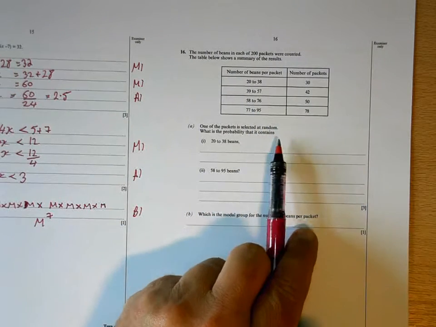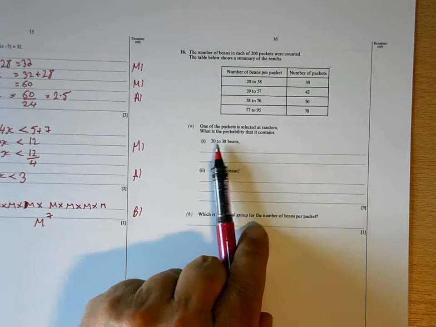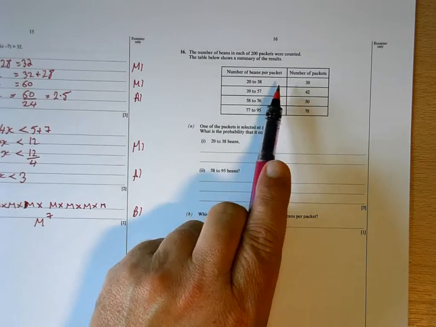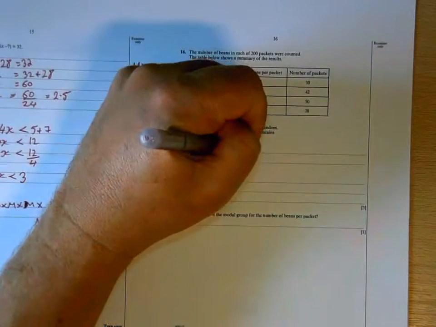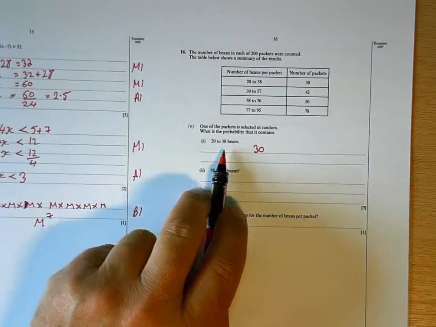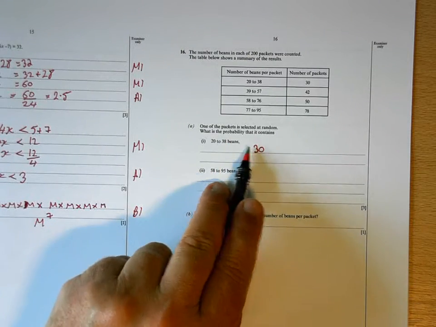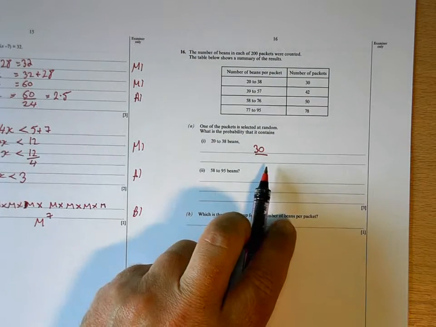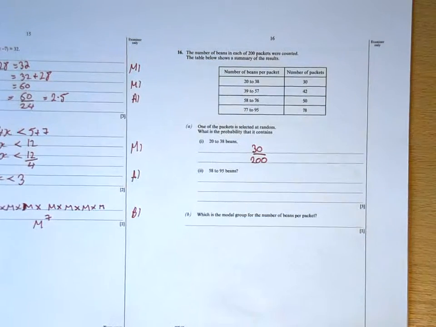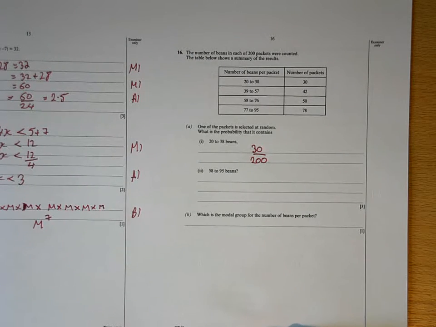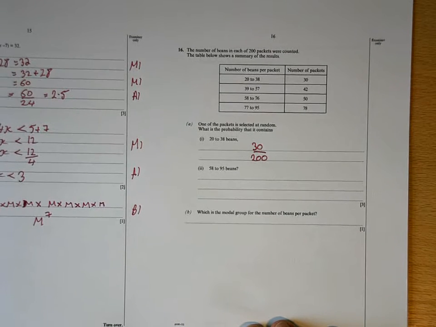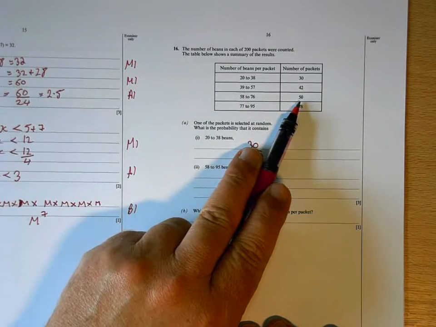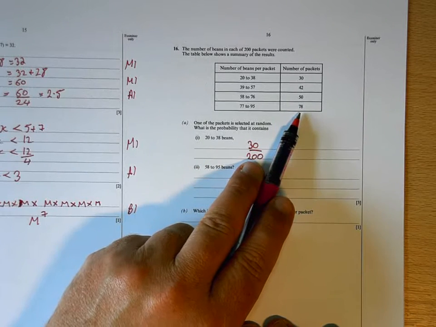One of the packets is selected at random. What is the probability that it contains 20 to 38 beans? Well, from the table, 30 packets contained 20 to 38, and when we talk probability we talk fraction. The fraction is going to be the number of packets that have 20 to 38 beans out of the total number of packets we were dealing with, which is 200. And you can leave it like that. There's no need to turn it into a percentage or cancel it down. That is fine.